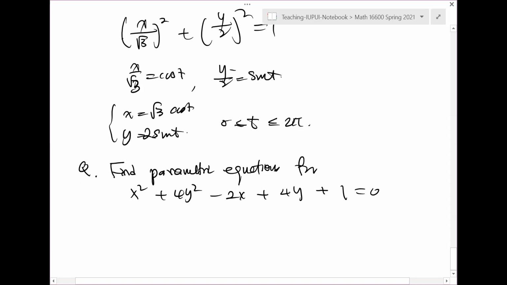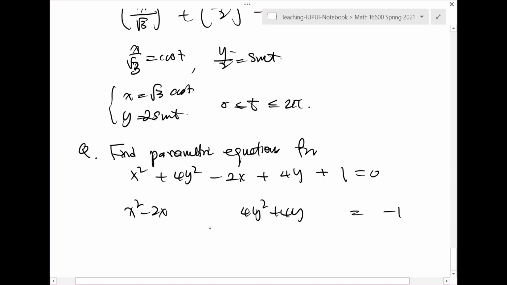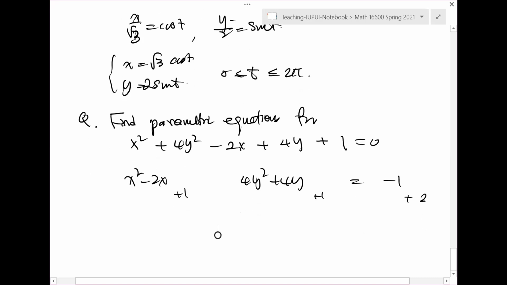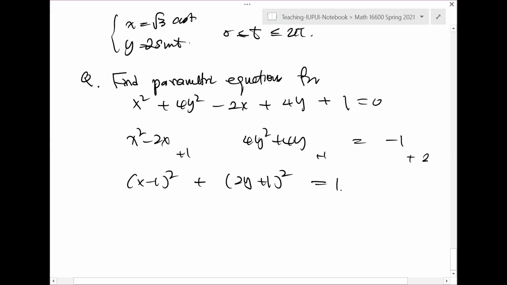Right, so the very first step, you have to rewrite, express this equation in the standard form. So your x squared minus 2x is here, 4y squared plus 4y is here, and equals -1, right? So you have to add some numbers. I think you just add the 1 here, add the 1 here, then add 2 here on both sides. Okay, so this will be x minus 1 squared. This will be 2y plus 1 squared. This will be 1. Okay, that's it.